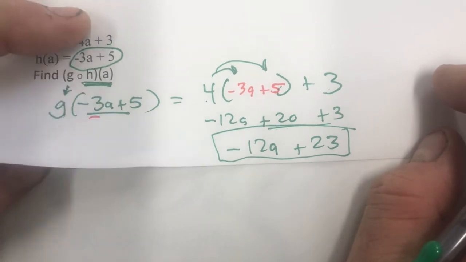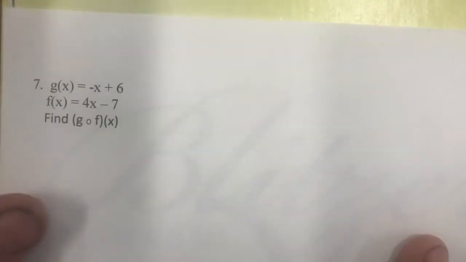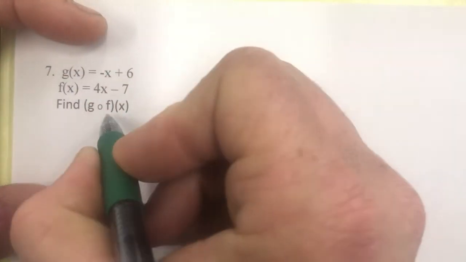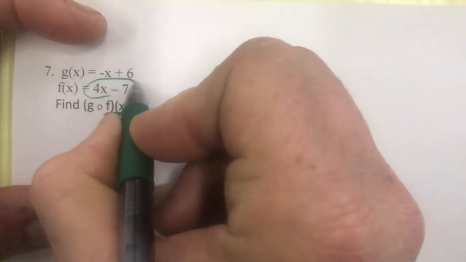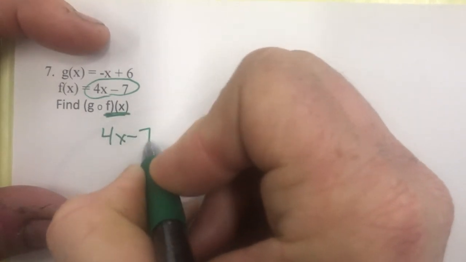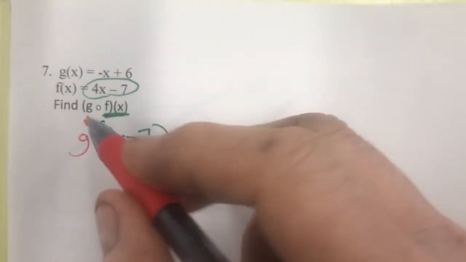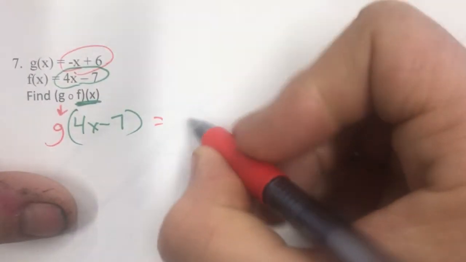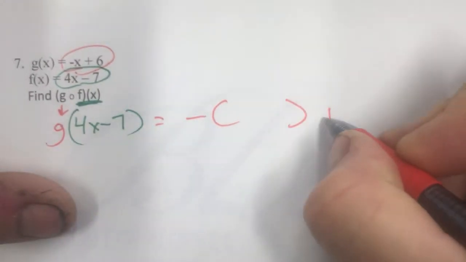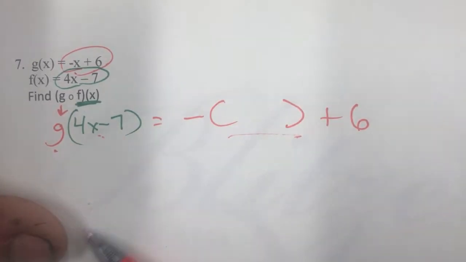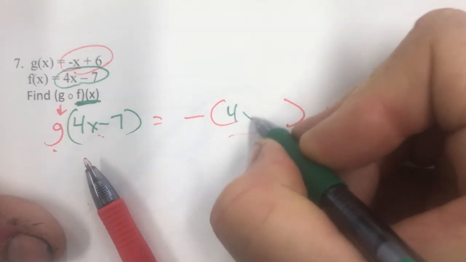Okay. One more. All right, we got g and f. All right, we're going to do g of f of x. All right, so again, f of x is this right here. So I'm going to have 4x minus 7. Now I'm going to do g of that. Okay, so I'm going to take the g function. Right here's the g function. I've got -x plus 6. That's my g function right there. And then this is going to come in for the x.